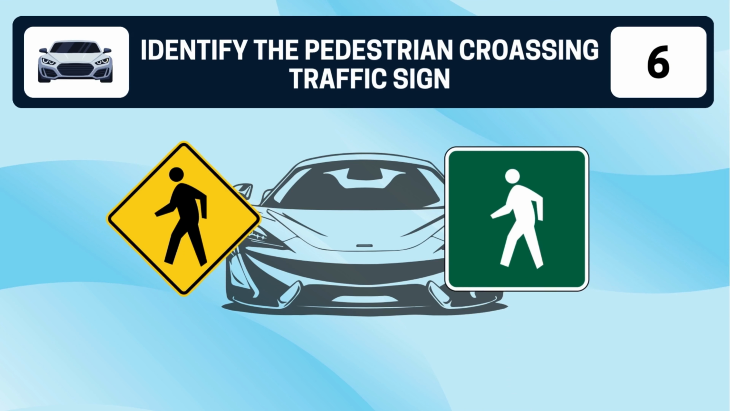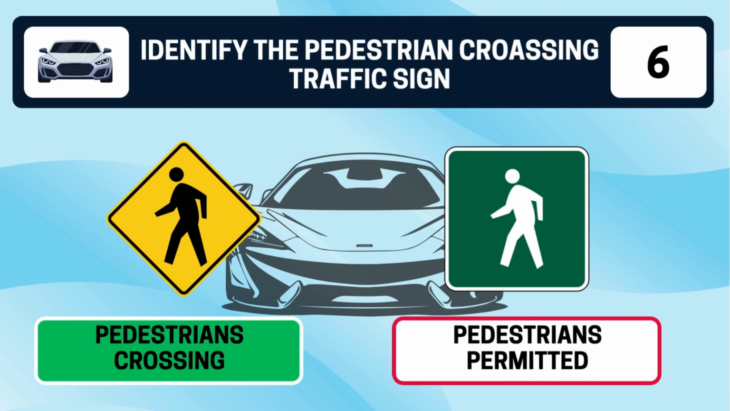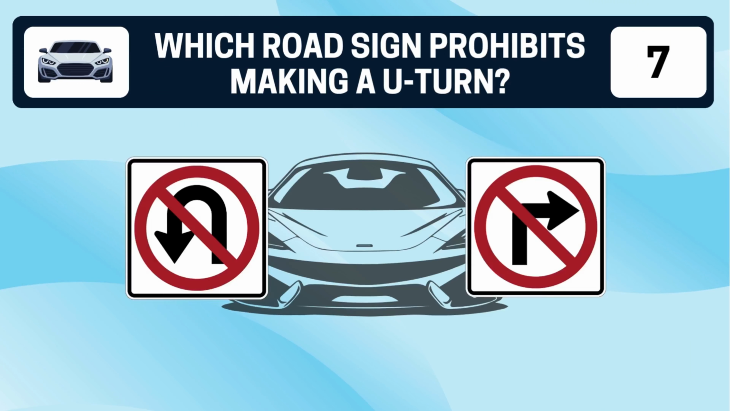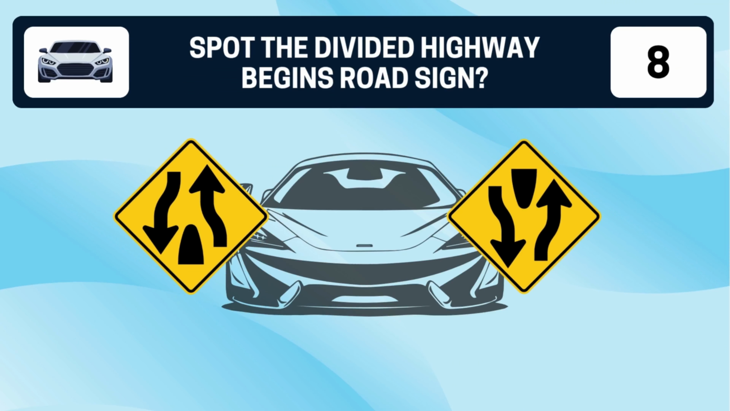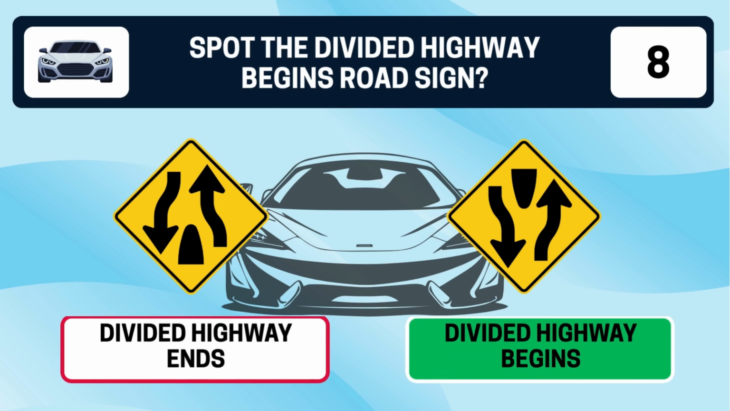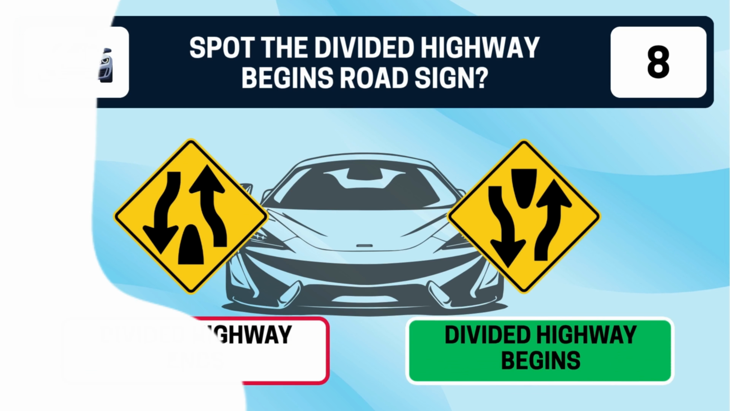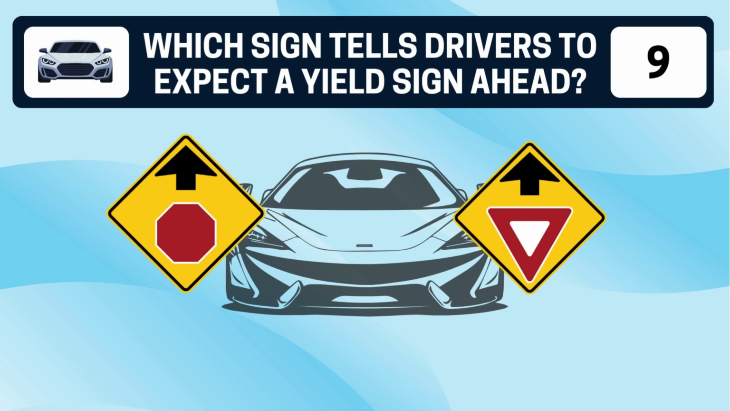Identify the pedestrian crossing traffic sign. Which road sign prohibits making a U-turn? Spot the divided highway begins road sign. Which sign tells drivers to expect a yield sign ahead?